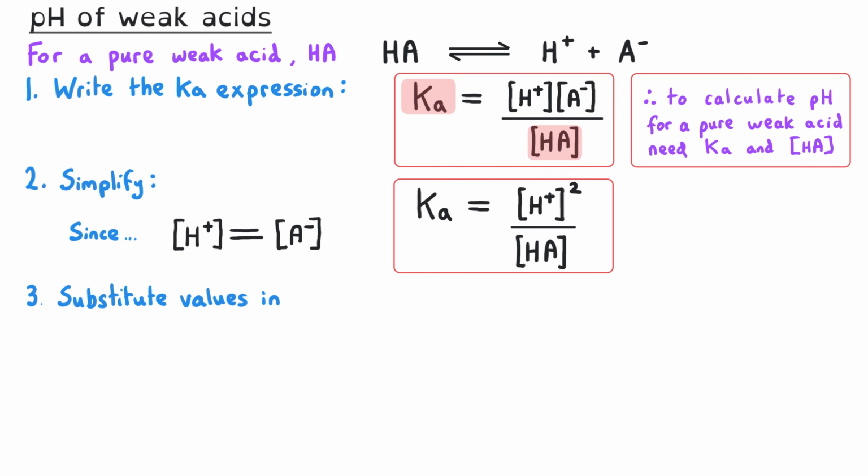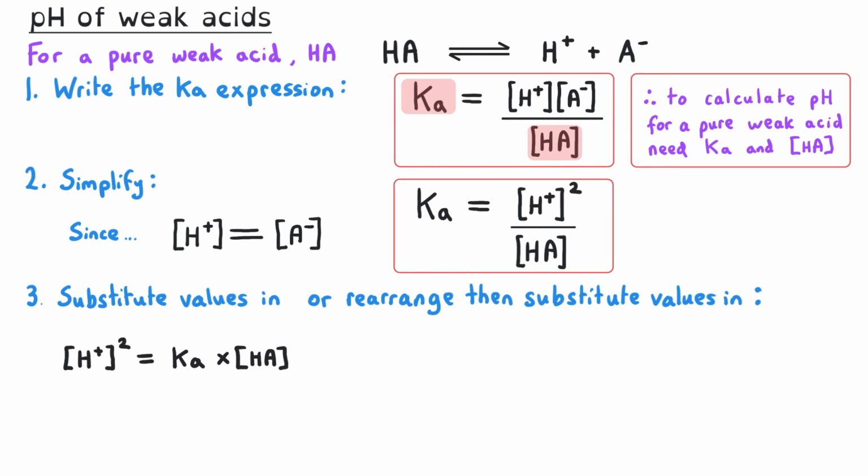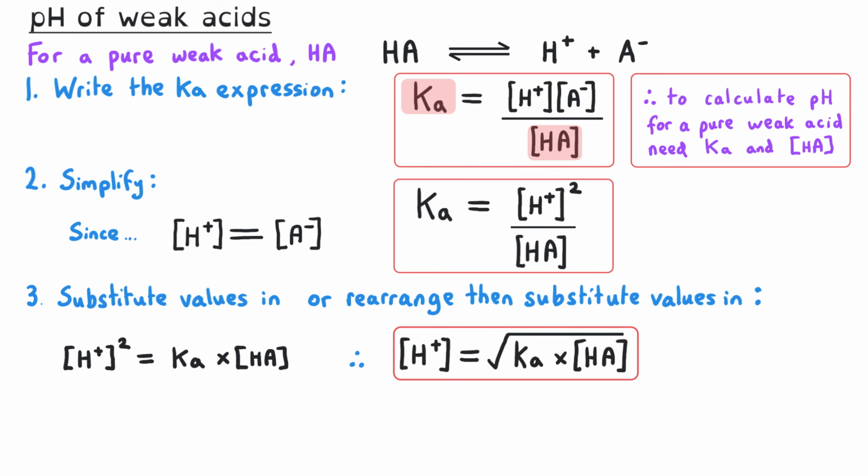And then we have a choice. We either substitute values in and then rearrange it and solve it, or we rearrange it to then substitute the values in later. If we choose to rearrange it, we get the hydrogen ion concentration squared is equal to Ka multiplied by the acid concentration, and this then gives us the hydrogen ion concentration, which can be found by taking the square root of Ka multiplied by the acid concentration.